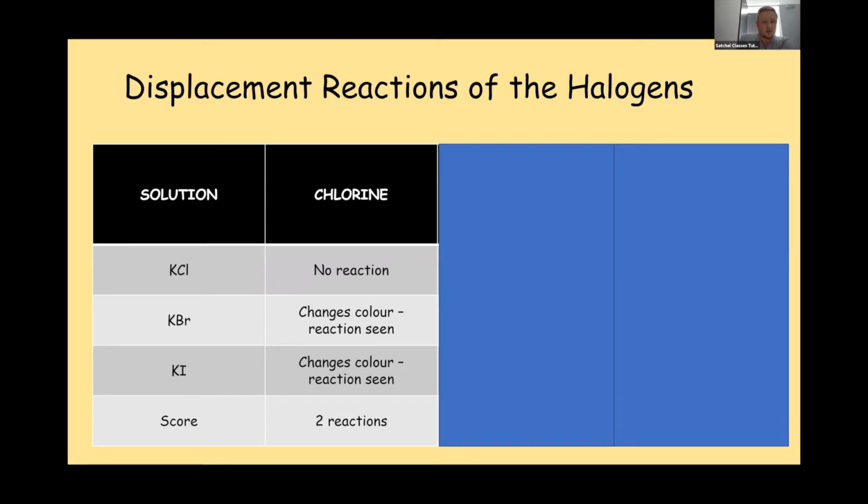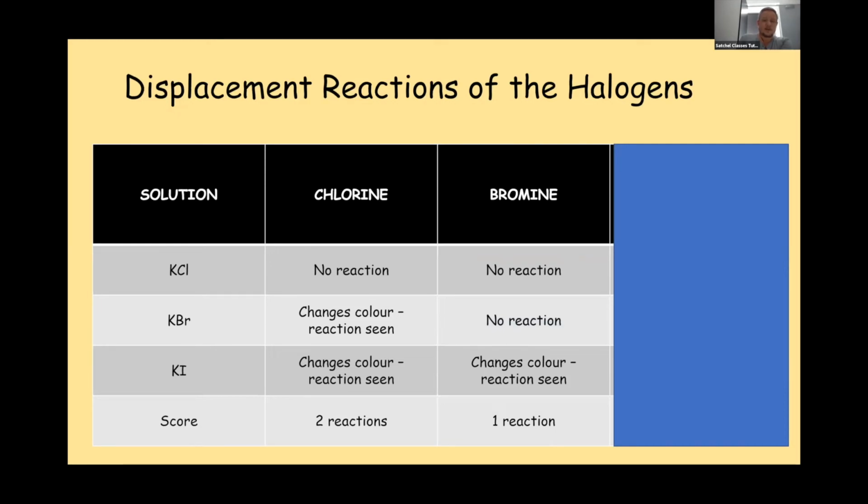KBr, with chlorine added to it, will change colour. A reaction is seen because the chlorine is more reactive than the bromine. KI, when you add chlorine to it, changes colour. Again, a reaction is seen. So this gives chlorine a score of 2 reactions out of a possible 3 because it can't react with itself.